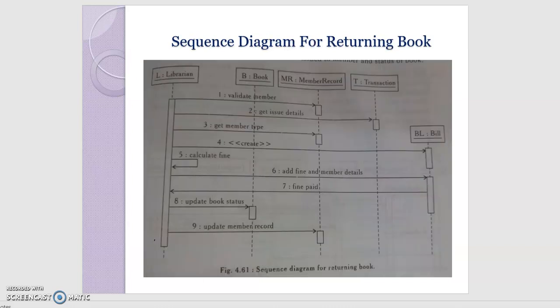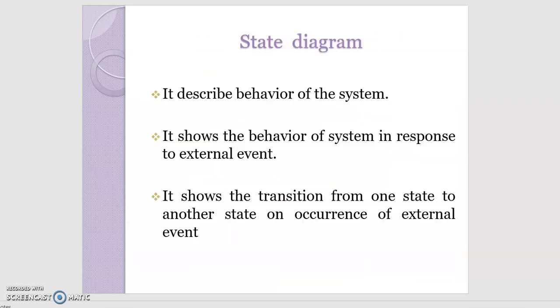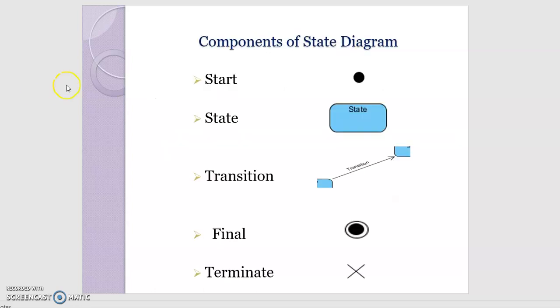Then next is the state diagram. It describes the behavior of a system. It shows the transition from one state to another state on occurrence of an external event. These are the components of a state diagram.